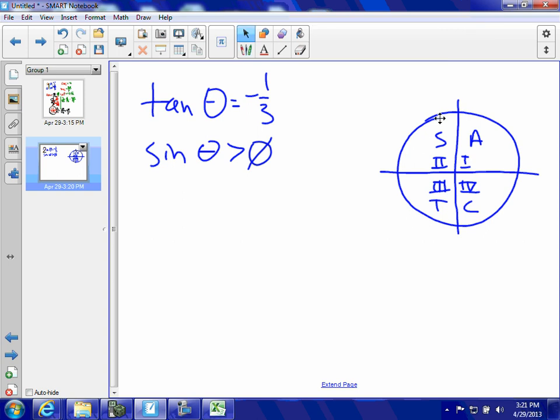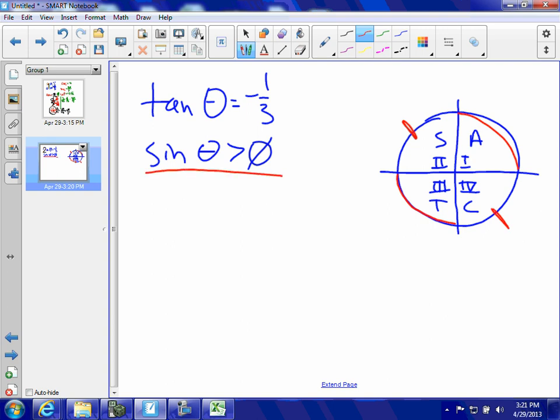Well, my tangent is only going to be positive in quadrant 1, which is all, and quadrant 3, which is just tangent. So my tangent is going to be negative. But I still have a choice of this quadrant here or this quadrant here. That's why I need to know that sine theta is greater than 0. That means it's going to be this quadrant here. So my angle is going to be in quadrant number 2.